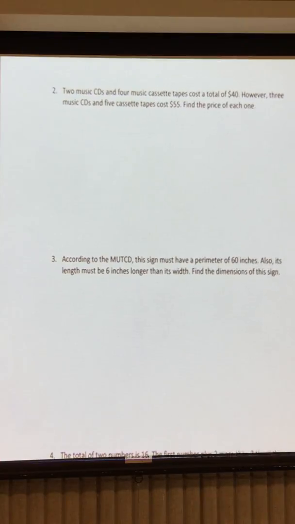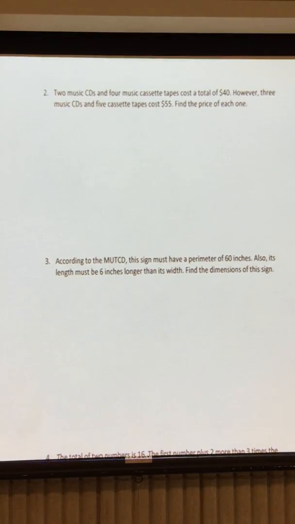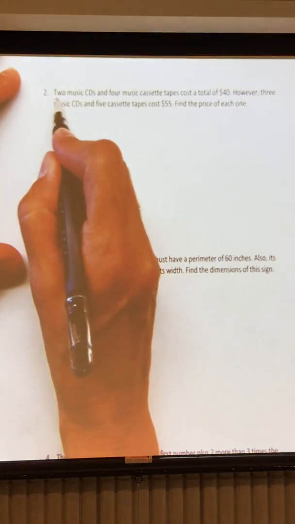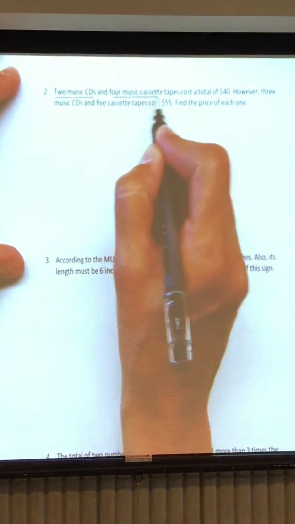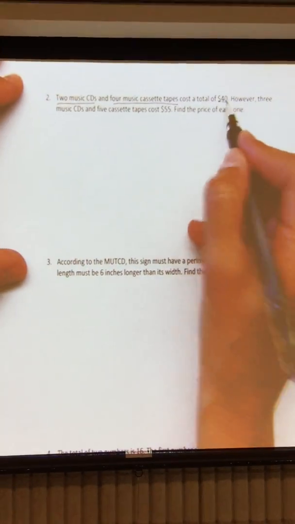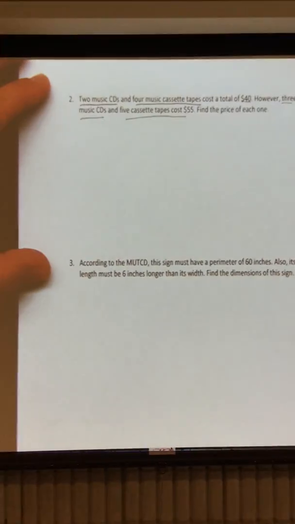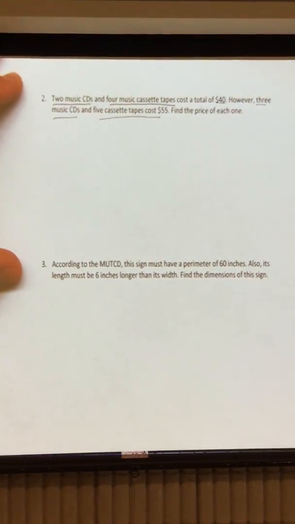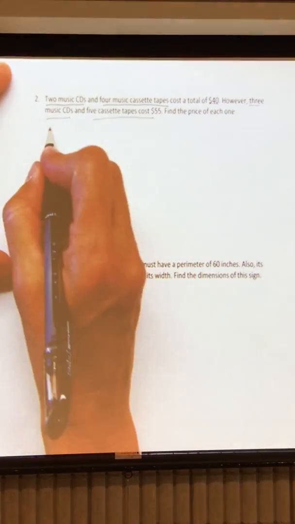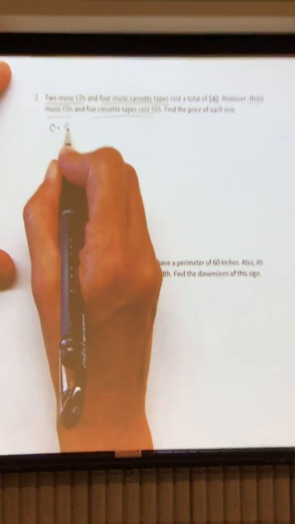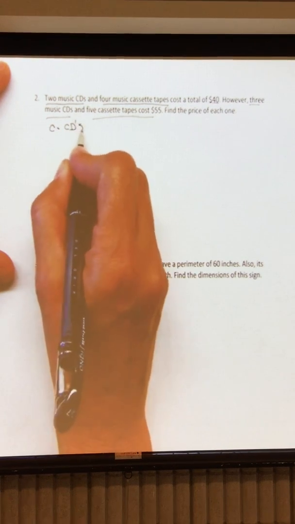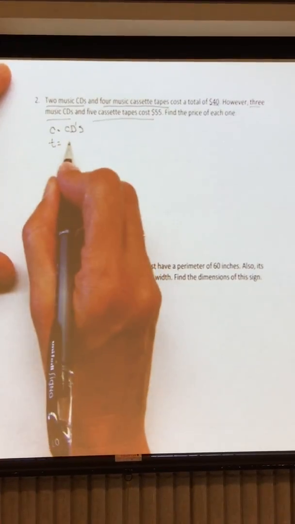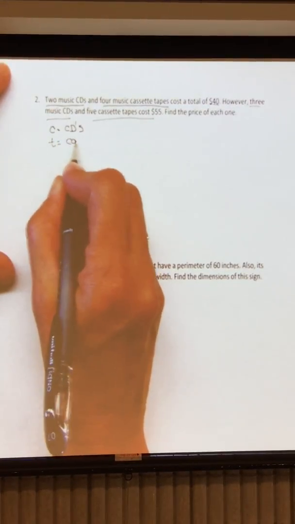Let's look at these word problems now. Problem number 2. 2 music CDs and 4 music cassettes cost $40. However, 3 music CDs and 5 cassette tapes cost $55. Let us define our variables. Let us call C our CDs, and let us call T our cassette tapes.